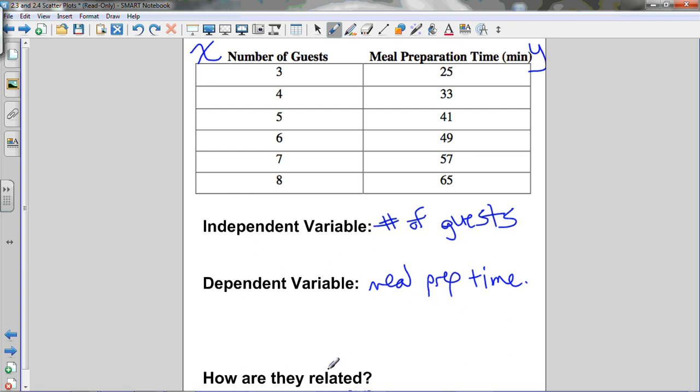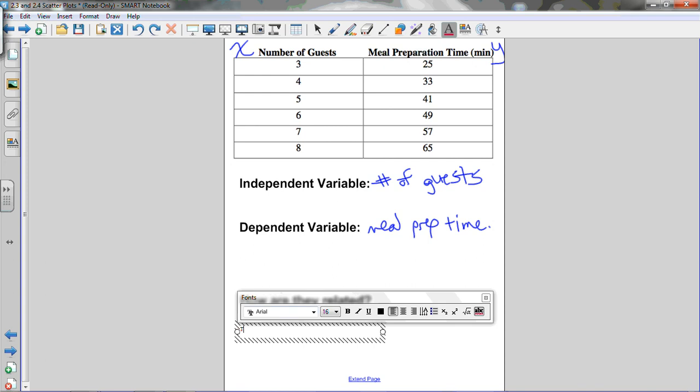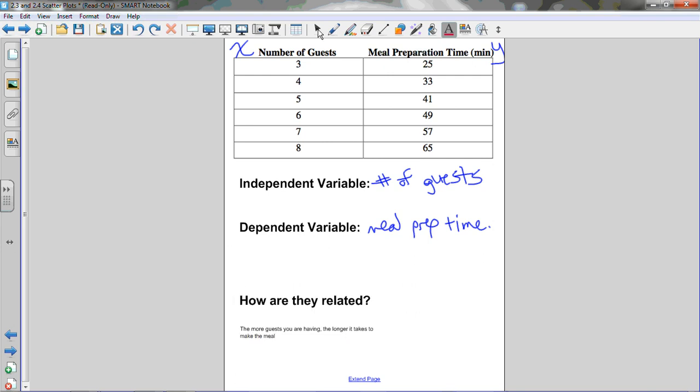Okay. So how are these variables related? Well, let's look at the data. As the number of guests increase, so does the meal prep time. So let's just write that there. So the more guests you are having, I'll type this one here. So the more guests you are having, the longer it takes to make the meal. Okay, and that makes sense.